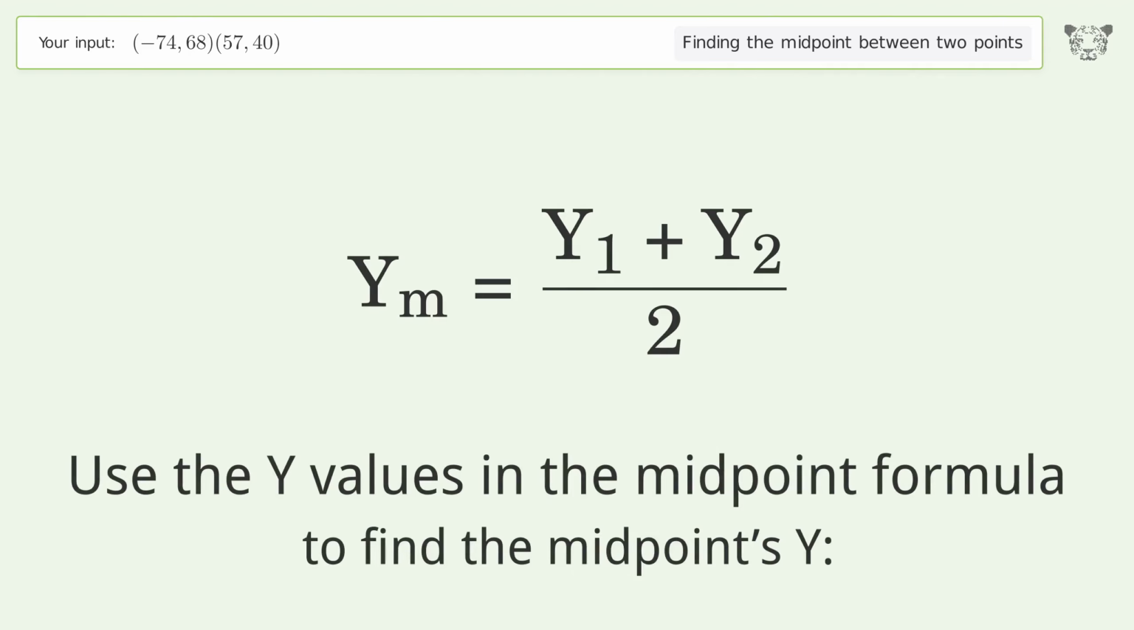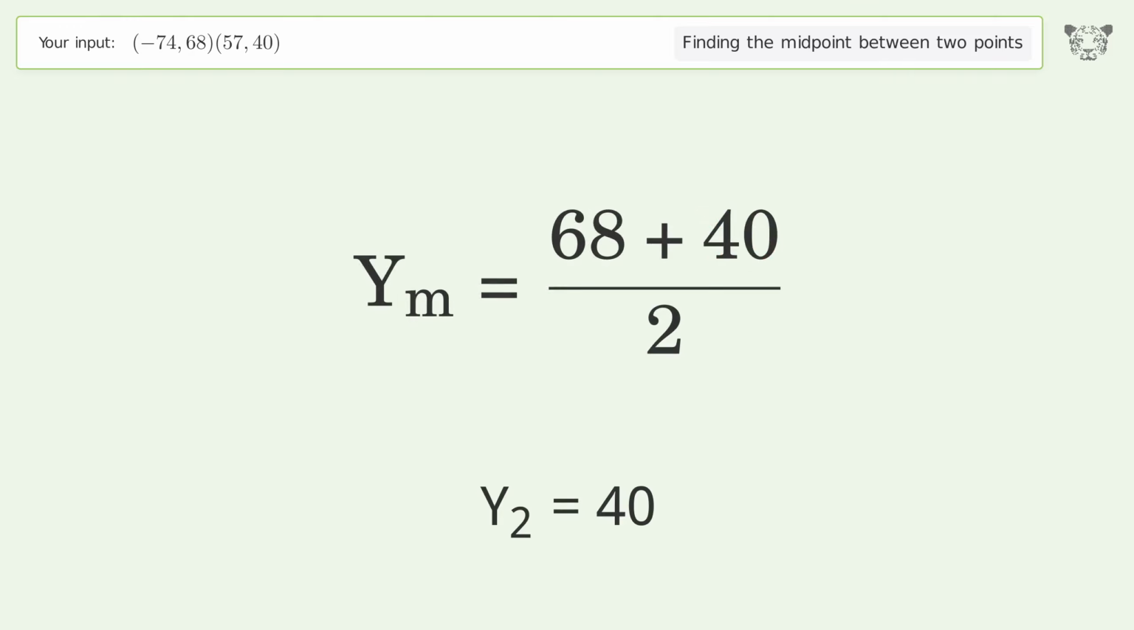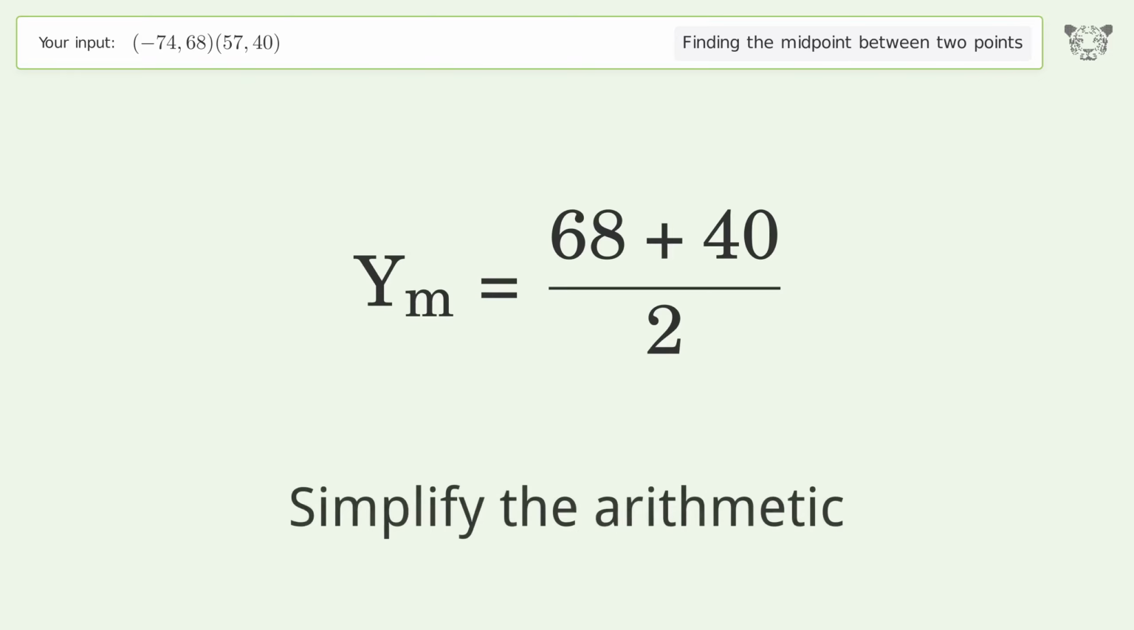Use the y values in the midpoint formula to find the midpoints y. y1 equals 68. y2 equals 40. Simplify the arithmetic.